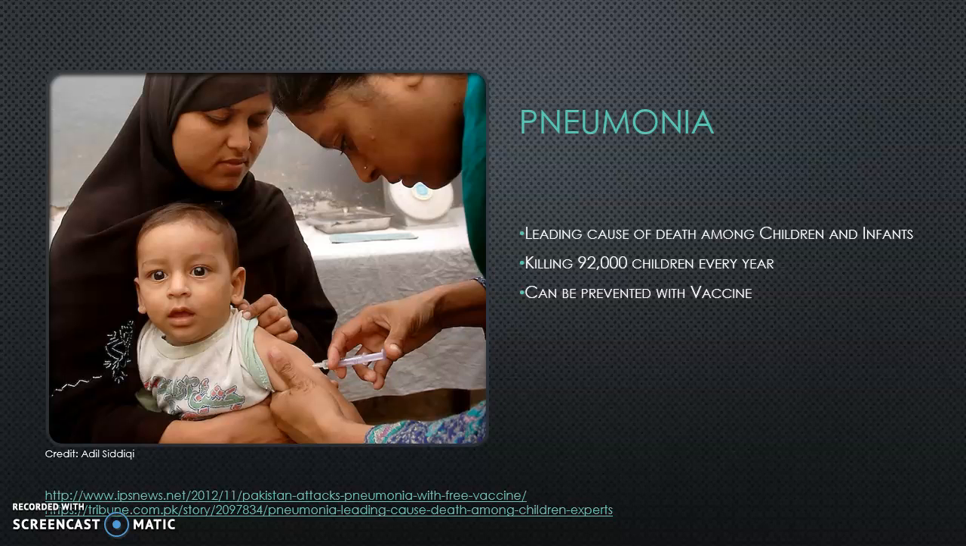The leading cause of death is pneumonia among children and infants. It kills nearly 92,000 children every year and can be prevented with vaccines. In 2019, Pakistan implemented a free pneumonia vaccine program. So why is this still a problem?